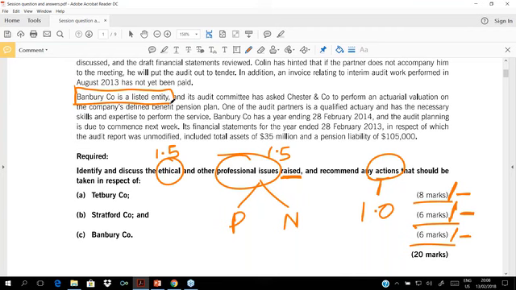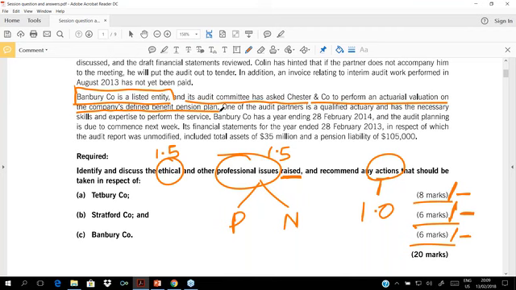Okay, Benbury is a listed company and its audit committee has asked Chester to perform an actuarial valuation on the company's defined benefit pension plan. So is the company asking us to perform a service? Yes, right? So if the company is asking us to perform a service, let's see what the ethical issues are with performing the service and what the professional issues are with offering the service.